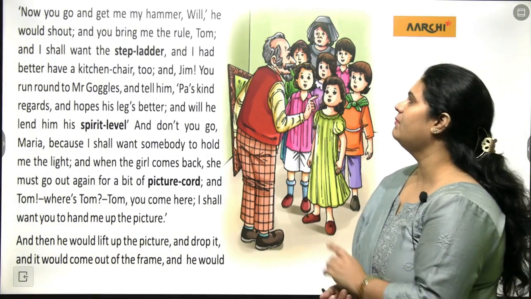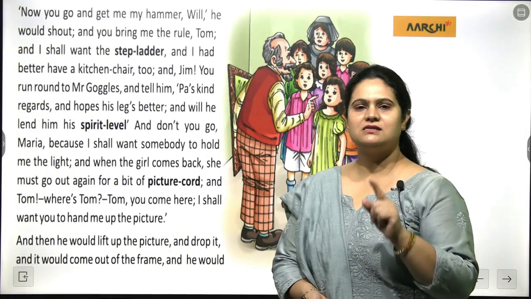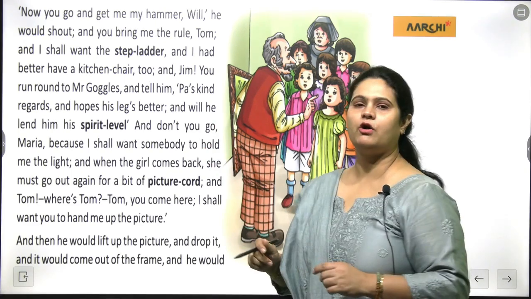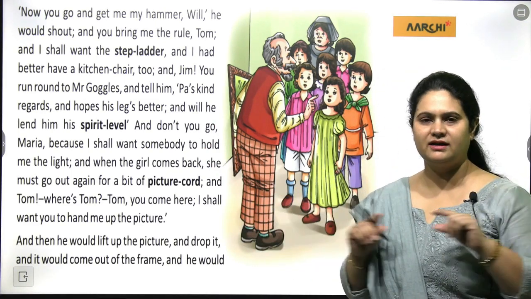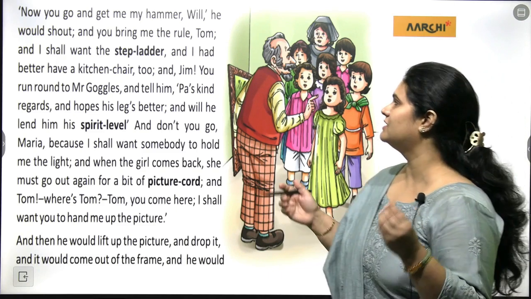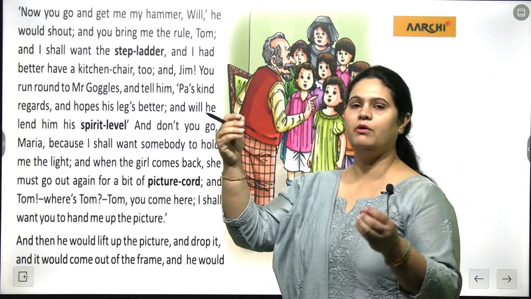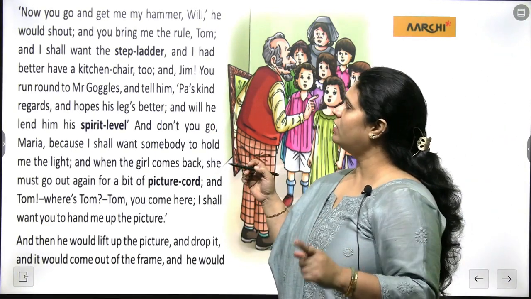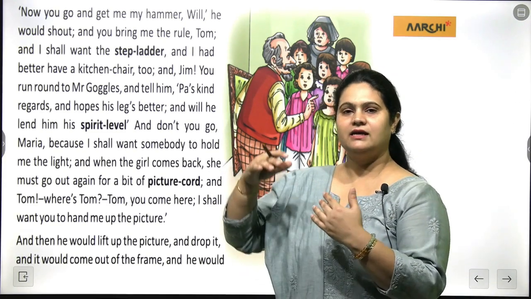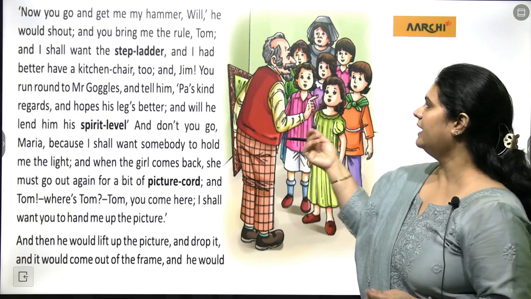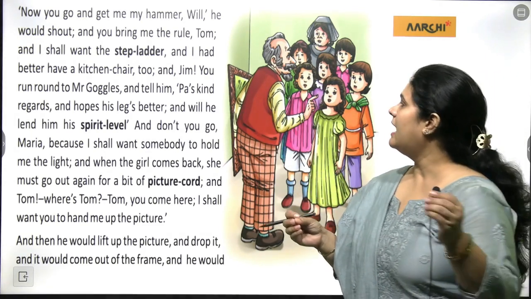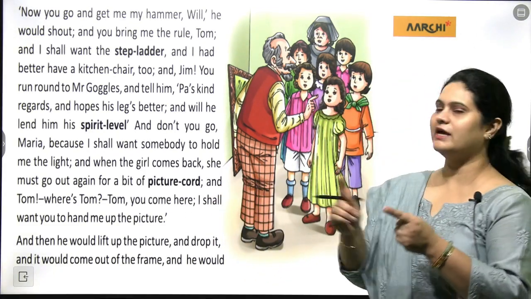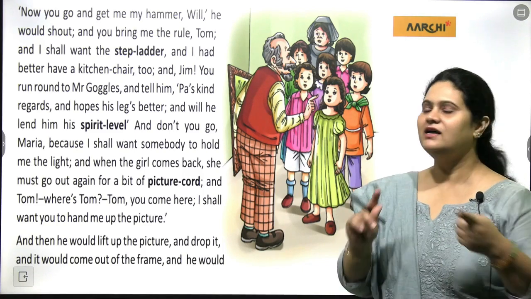Now you go and get me my hammer, Will. Now he says to Will, go and get my hammer, he would shout. And you bring me the rule, Tom. What is the rule? This is a ruler that you use to measure length, right? So he would shout, Will, you go and get my hammer. And to Tom he said, you go get me the rule. And I shall want the step ladder also, on which you can climb up and reach a certain height. Right? So I shall want the step ladder, and I had better have a kitchen chair too. He wanted a chair too, so he ordered Tom to get him the rule, step ladder, and a kitchen chair.